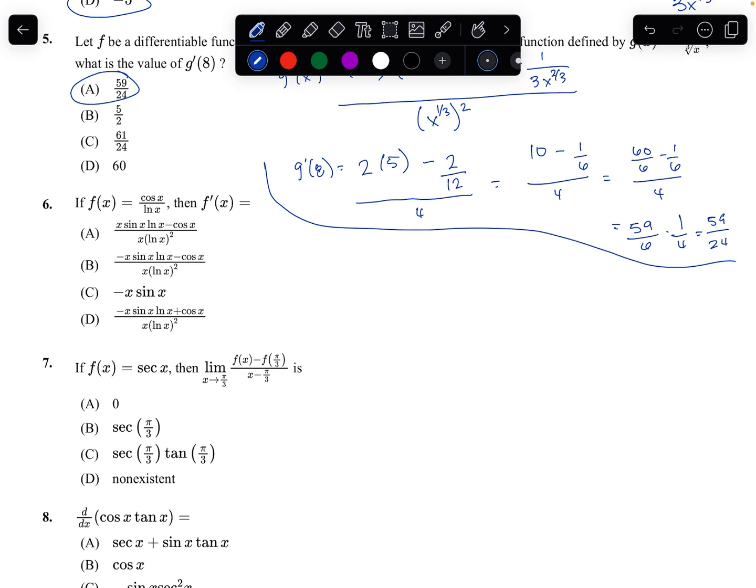Alright, let's do this one. So f prime of x is going to be equal to, use the quotient rule. We're going to have low d high, and the derivative of cosine is negative sine of x, minus high d low, the derivative of natural log of x is 1 over x, so I'm just going to say over x. And then square the bottom, so natural log of x squared.